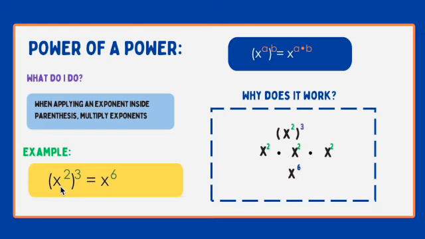Like in this example here, x squared raised to the power 3, we get x raised to the power 6. How do we get to that? Let's break this down. We have x squared inside the parentheses and a cube outside the parentheses. So basically we are multiplying x squared 3 times, which makes x raised to the power 6. So that is the power of a power.